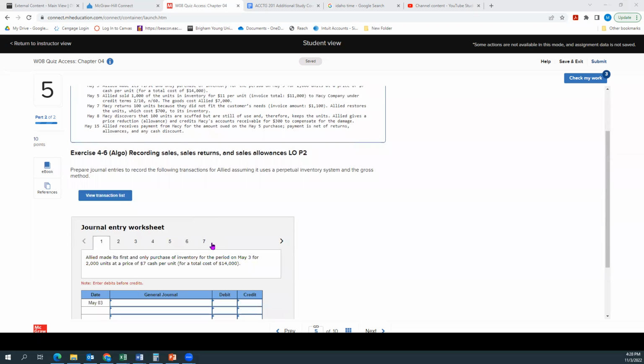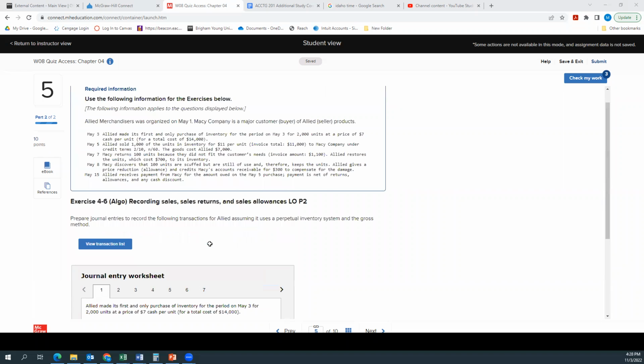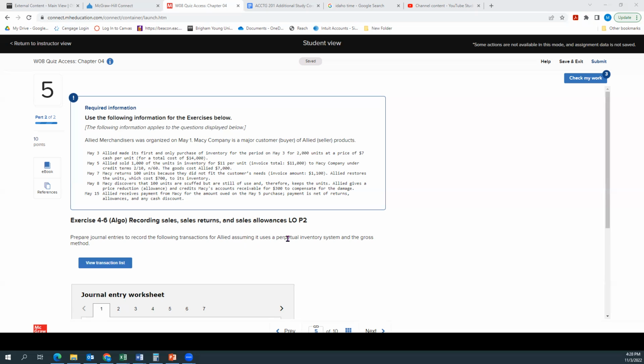So let's go ahead and do our journal entries. The first one is, and I think, what else do we need to know here? A perpetual system. So that means we're going to record things straight to our merchandise inventory account. And then we use the gross method so that if we get a discount or when we record a purchase entry, we are going to record the full amount, even though we might take the discount later. And if we do that, we'll have to do an entry for the discount.